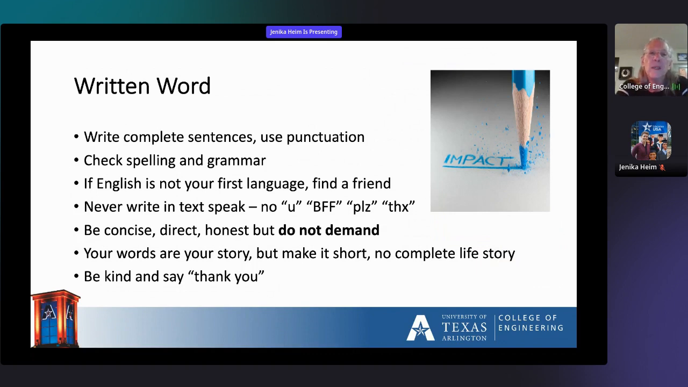When you're writing, be concise and direct and honest, but please don't demand, right? This is a professional relationship. Your words that you're telling us is your story. Your story doesn't belong to anybody but you, and we want to hear your story. But make it short. We don't need to hear your complete life story. To be quite honest, we don't have time to read pages and pages of email. Keep it simple and always be kind and say thank you. Next, please.